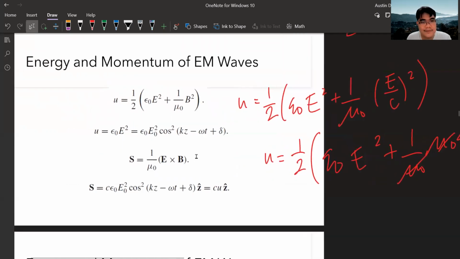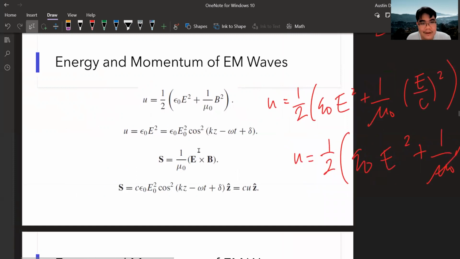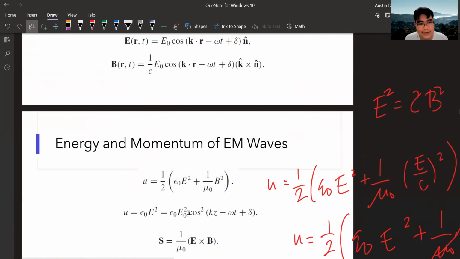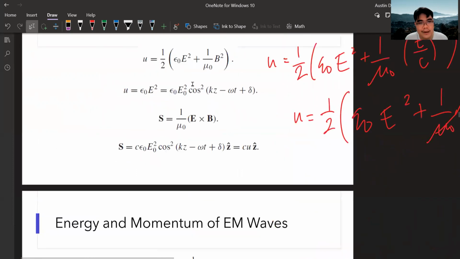Tapos, of course, when you are given a wave, kailangan mo itong i-express as the wave. Okay? So, epsilon naught E squared, then E squared is a wave, therefore you plug in your wave. So, this is the general form.